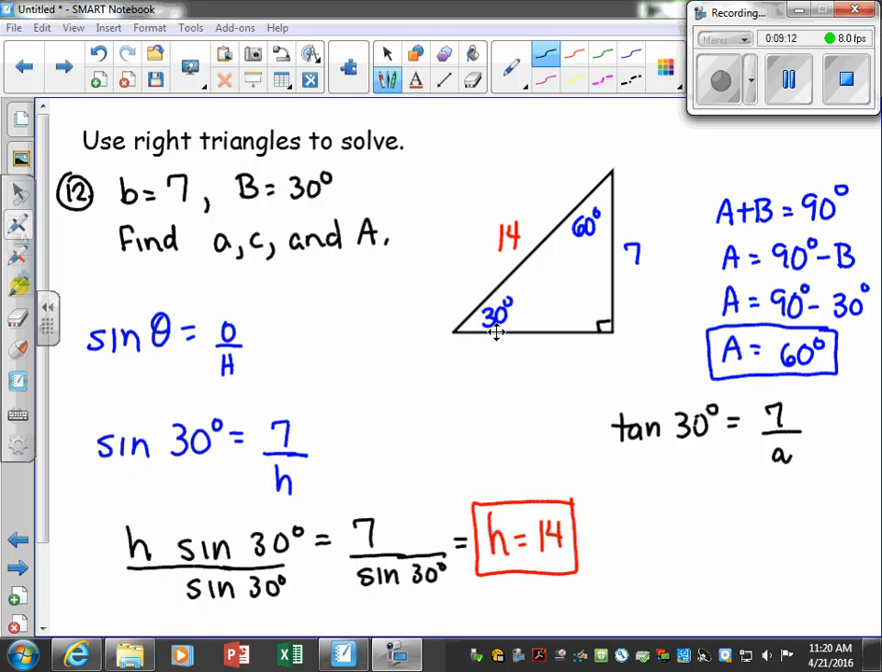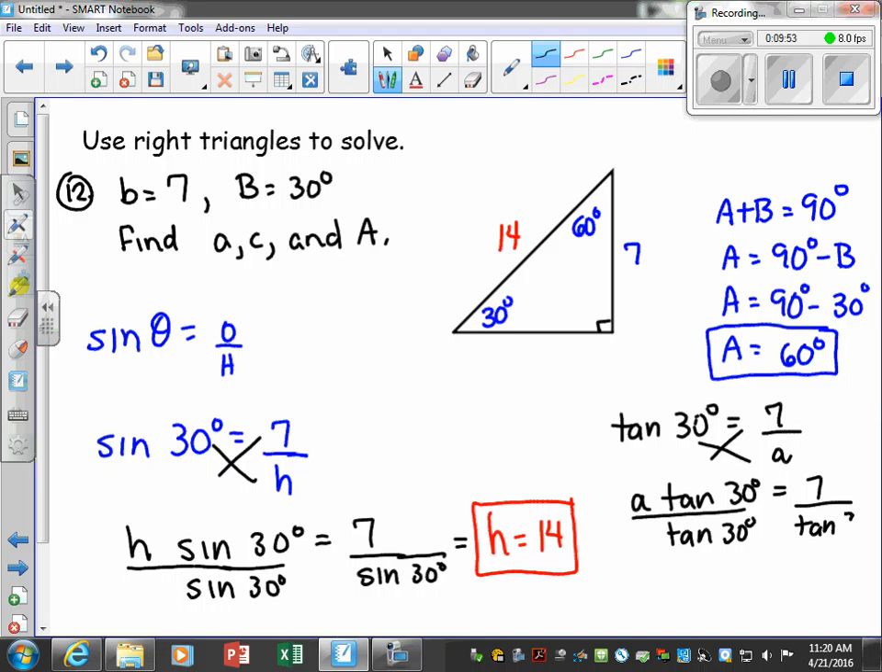Okay, good. So the other thing we want to do, opposite over adjacent. So that would be the trig definition of tangent. So tangent of 30 degrees, opposite is 7. Adjacent, we don't know. We're just going to let it be lowercase a. And just like we did over here, we'll do cross multiplication. So a times the tangent of 30 is equal to 7 times 1. So this is just going to be a times the tangent of 30 degrees is equal to 7. To get a by itself, we'll divide both sides by the tangent of 30.